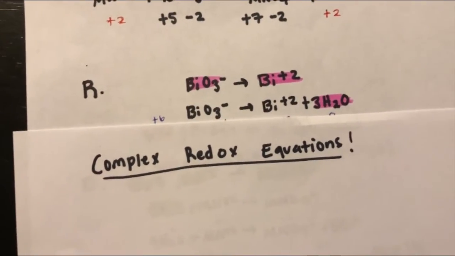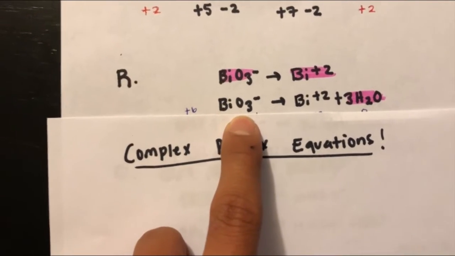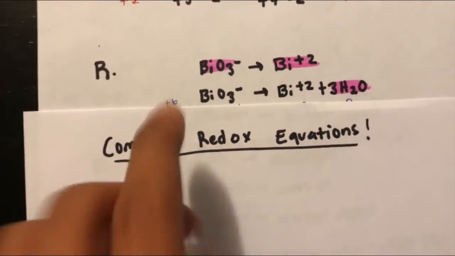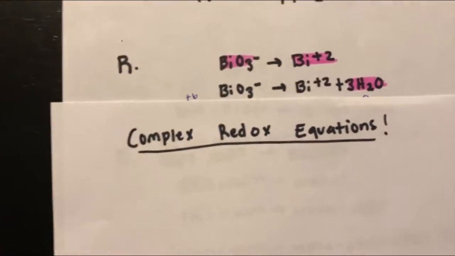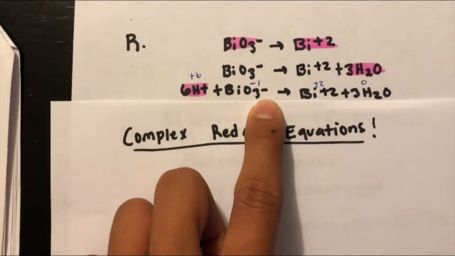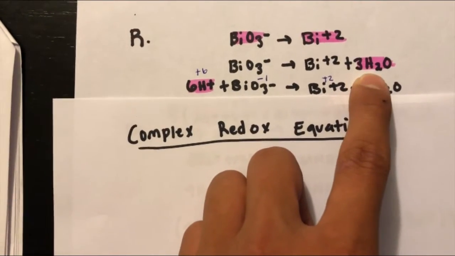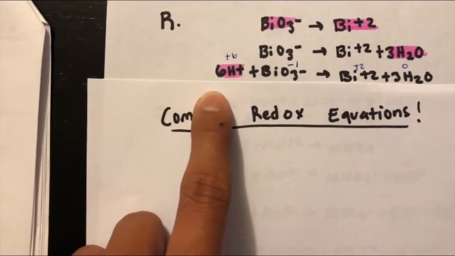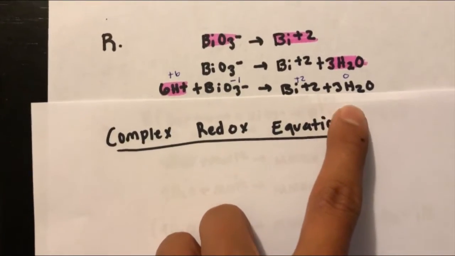to balance out your oxygen. So to get that, you get BiO3 minus, so there's 3 oxygen on this side, makes Bi plus 2 plus 3 H2O. So that balances out the oxygen, because you have 3 H2Os with 3 oxygen. Your next step, after you balance out your oxygens, you want to balance out your hydrogens. So since up here we have 3 H2Os, 3 times 2, that makes 6 hydrogens because you have a coefficient of 3 in front. So then you get 6H plus BiO3 minus makes Bi plus 2 plus 3 H2O.